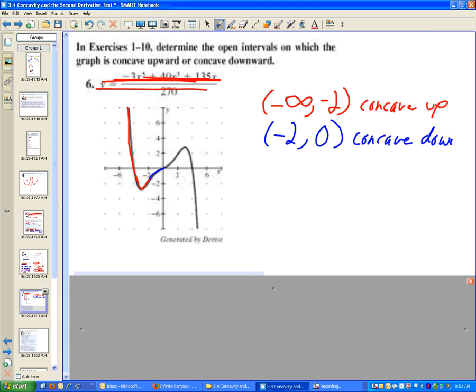concave down. Technically, we're supposed to say upward and downward, but put up or down. Don't give me arrows. People do that sometimes. It drives me crazy. I don't want an arrow. I want the word up or the word down. Okay? And we're back to concave upward.